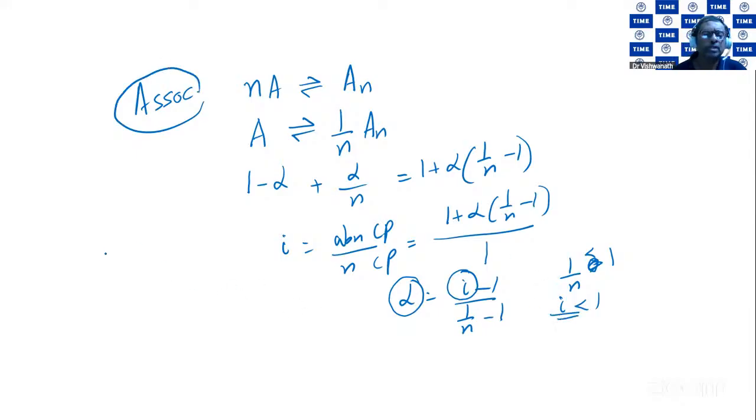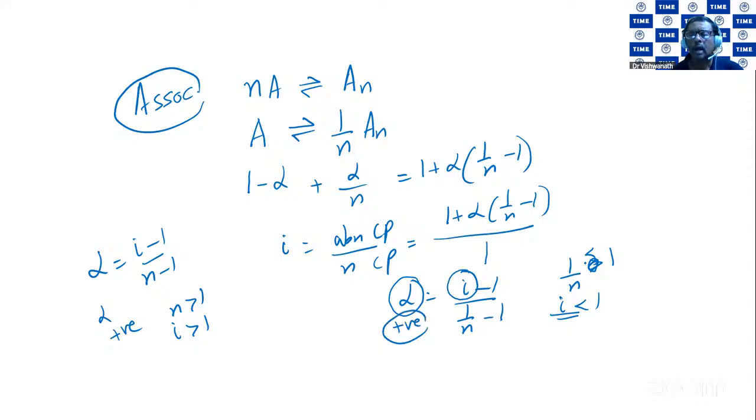I'll put the dissociation formula also here: (i minus 1) by (n minus 1). You know that n is greater than 1. Therefore, i has to be greater than 1 because alpha is always positive. The same, alpha is positive here. So if 1 by n is less than 1, i also has to be less than 1. So whenever it is association, i is less than 1. For dissociation, i is greater than 1. So these are small things that you have to keep a note of.